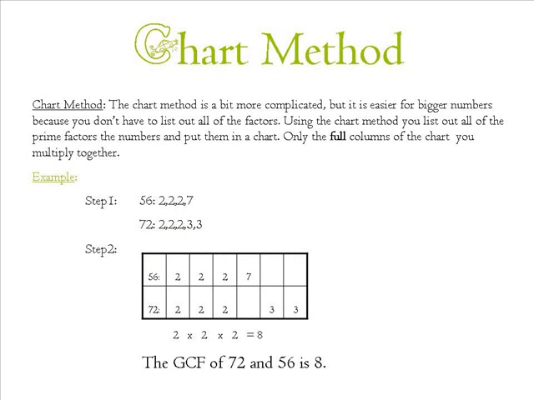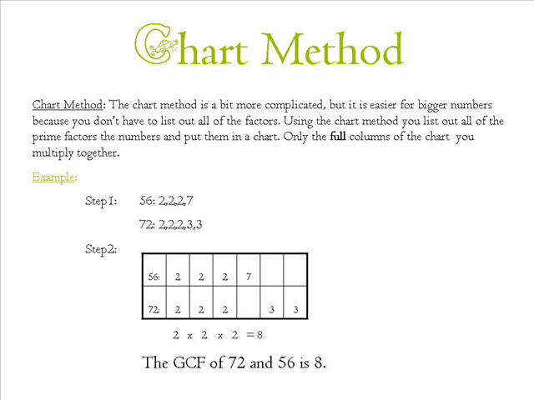Chart method. The chart method is a bit more complicated, but it is easier for bigger numbers because you don't have to list out all of the factors. Using the chart method, you list out all of the prime factors of the numbers and put them in a chart. Only the full columns of the chart you multiply together.